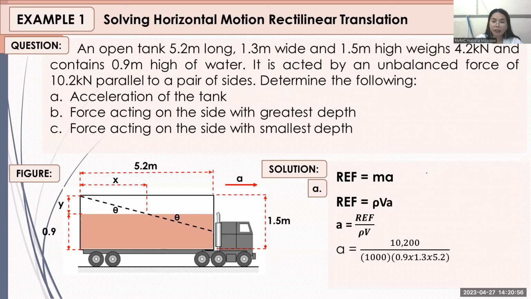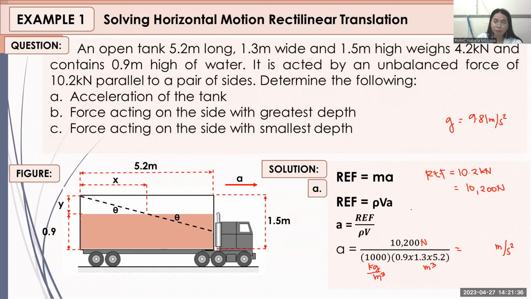Okay. REF is equals to 10.2 kilonewton times 1,000 para maging 10,200 Newton. So in terms of Newton to, 1,000, that is kilogram per cubic meter. Volume, that is cubic meter. Okay, ano ba dapat yung unit ng ating acceleration? The unit of your acceleration should be meters per second squared. Parehas na lang sa gravity ninyo. Di ba yung gravity ninyo is acceleration din? That is 9.81 meters per second squared.